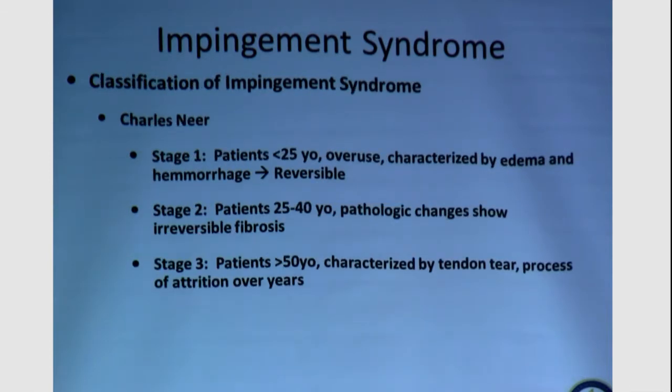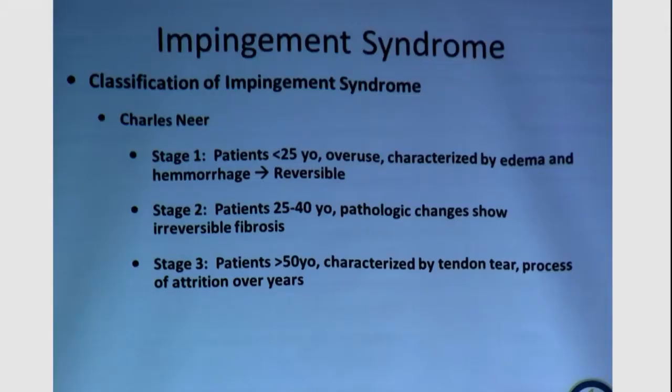So in terms of the classification of impingement syndrome, it really depends upon your age. Stage 1 is usually seen in patients less than 25 years old, typically an overuse injury, and is characterized by a lot of hemorrhage within the tendon and the muscle, and you can see that on MRI. This is usually reversible. I can ask the patient to make some activity modifications, put them on an anti-inflammatory, and start some physical therapy. Usually it goes away with time.